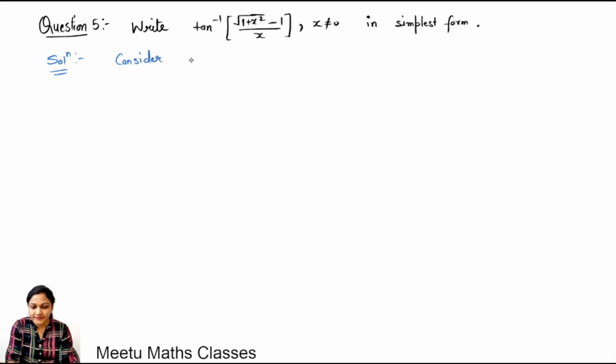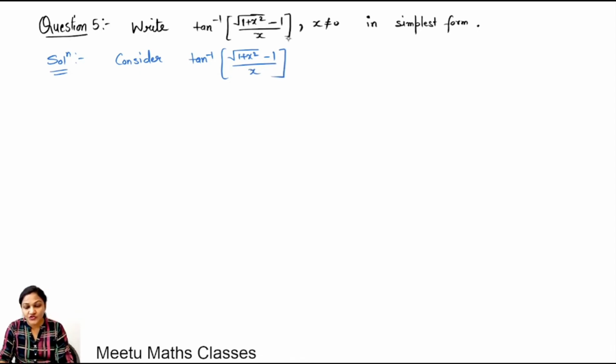So consider tan inverse of square root 1 plus x square minus 1 upon x. Now our purpose is to change this function, square root 1 plus x square minus 1 upon x, into some tangent of something. To change this function, we are supposed to substitute x is equals to tan theta. If we put x is equals to tan theta, that implies theta is equals to tan inverse x.